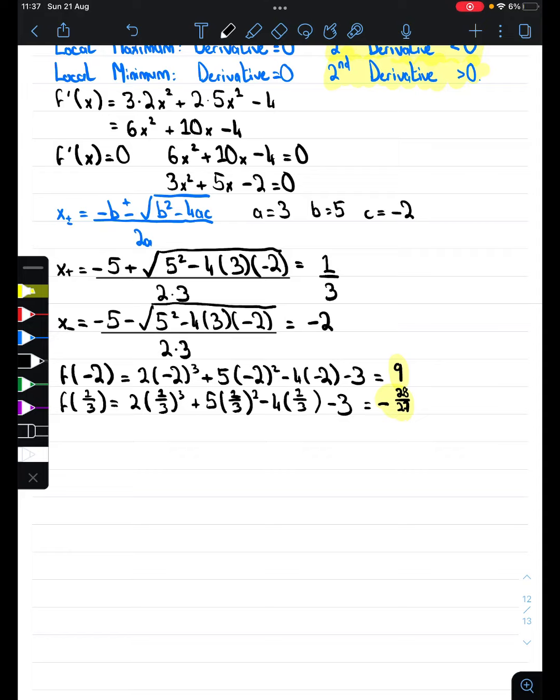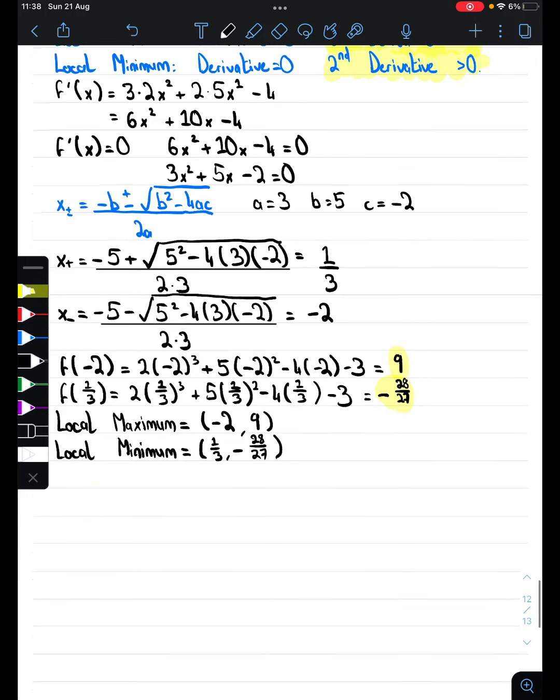And so they're asking for the coordinates, so the local maximum is minus 2, the x-coordinate, and the y-coordinate is 9. And our local minimum is 1/3, minus 28 over 27. Okay, so that's our local maximum and our minimum.